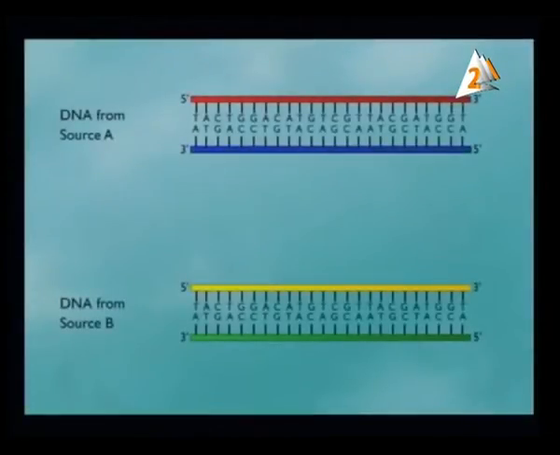Then we find that one strand comes from the first species and the other strand comes from the second species, forming the double helix, and at this moment it is called a hybrid helix.